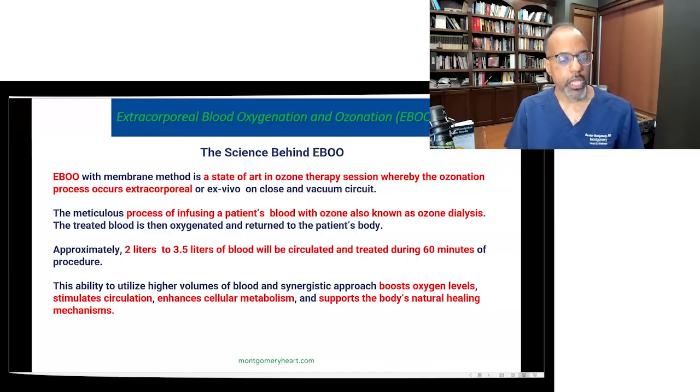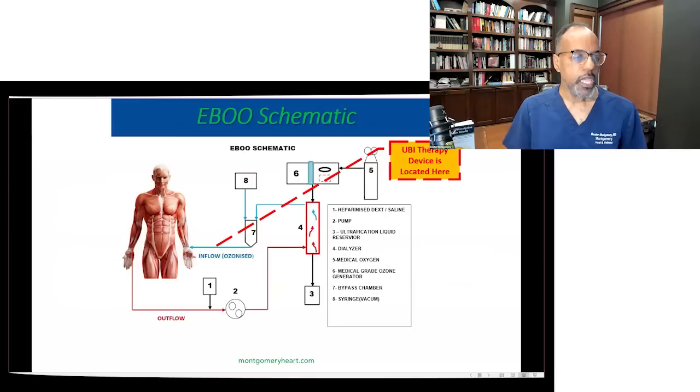We do that right in our office. It boosts oxygen levels, stimulates circulation, enhances cellular metabolism, and supports the body's natural healing mechanisms. And here's a schematic in terms of how it works. The patient has 2 IVs. We'll remove blood here, goes through a pump in this filter, which then it's ozonated. So the blood comes in, and this is where the ozone meets the blood.